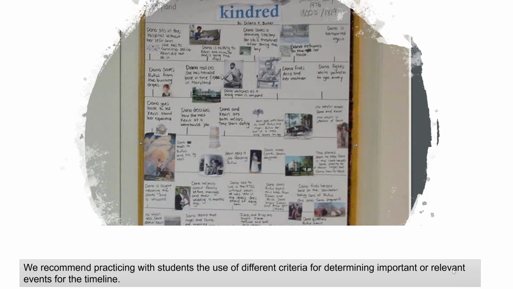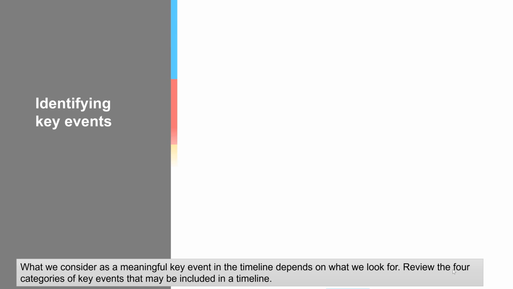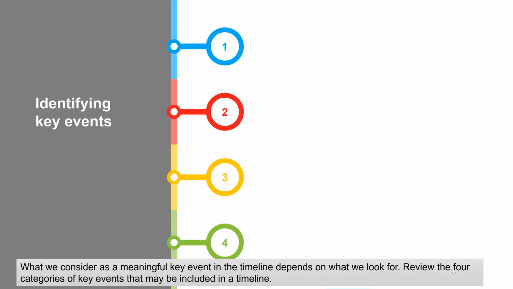We recommend practicing with students the use of different criteria for determining important or relevant events for the timeline. For example, students may pay attention to events that constitute the elements of a plot chart, such as the rising action, climax, falling action, and resolution. Students may pay attention to ethical or unethical decisions that key characters make. What we consider as a meaningful key event in the timeline depends on what we look for.